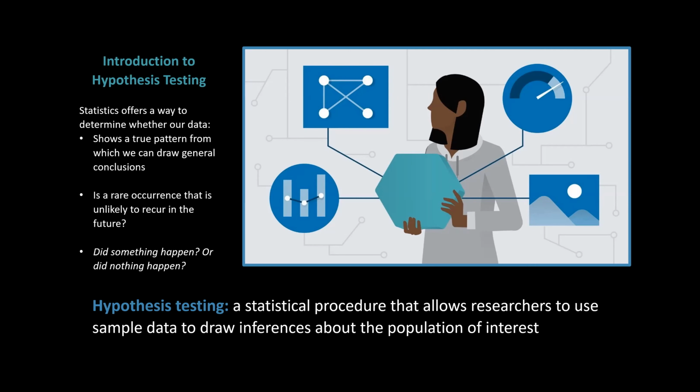Hypothesis testing specifically is a statistical procedure that allows researchers to use sample data to draw inferences about the population of interest. In Module 1, one of the things that I talked about was how in statistics, researchers use sample data to study populations. Hypothesis testing is the step that statistics plays in that process, where it tells researchers, yes, your sample data can be used for the population. It can be generalized back out.